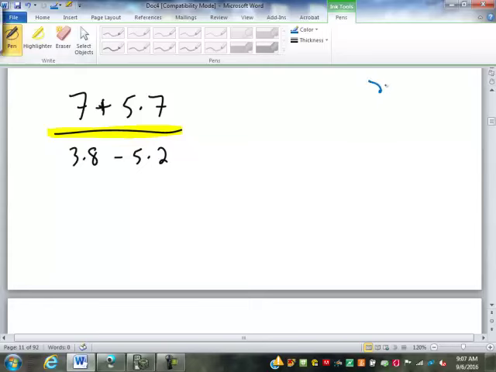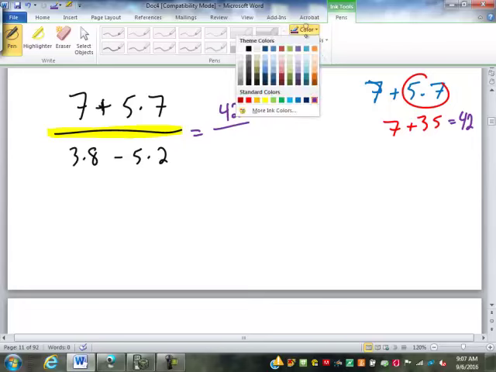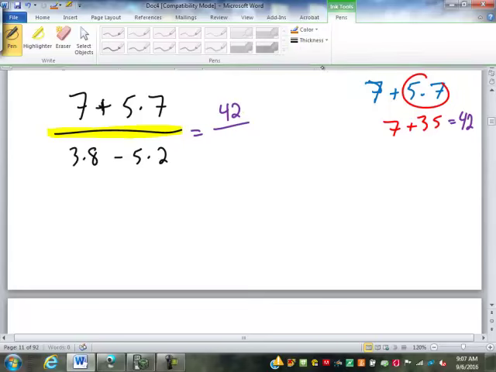So let's do what's on top of that first. 7 plus 5 times 7. What do we have to do first? 5 times 7 is 35. 7 plus 35 is 42. So the top reduces to 42. On the bottom, what do we have to do first? Multiply. 3 times 8 is 24.